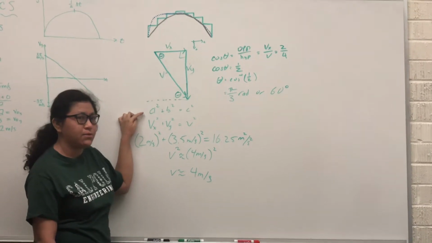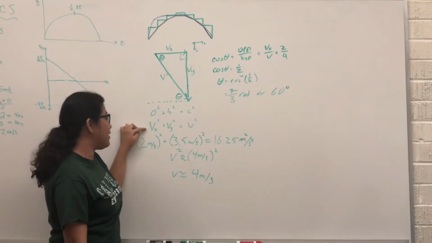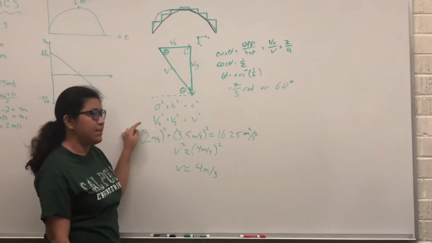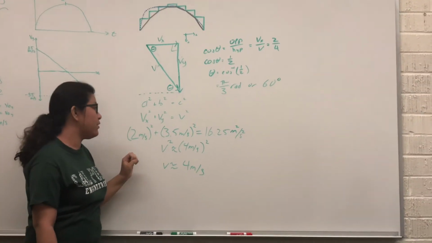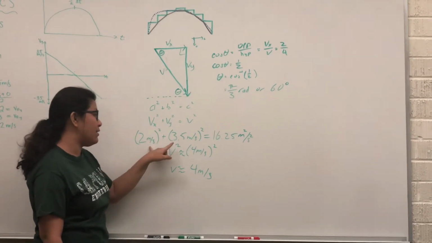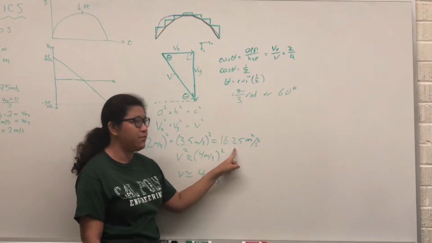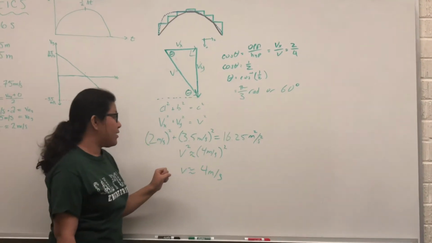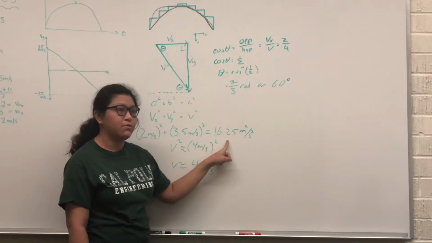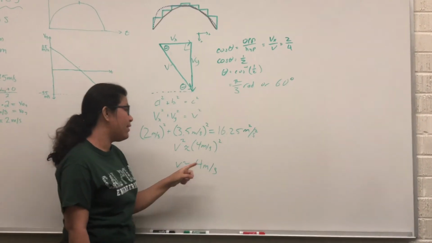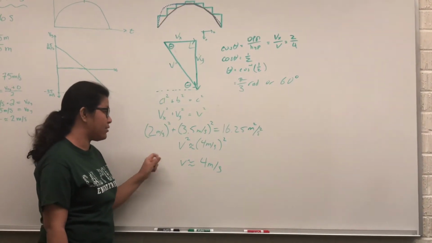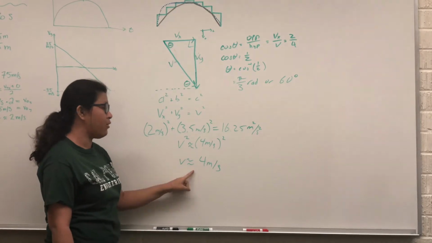In order to find v, which is the combined velocity, we have to use the Pythagorean theorem, which is a squared plus b squared equals c squared, and then sub in vx squared and vy squared for a squared and b squared. We already found vx and vy earlier by finding the average, so we can plug in 2 meters per second and 3.5 meters per second, and when these are added together, we get approximately 16.25 meters squared per second squared. Which is equivalent to our velocity squared, and when we square root this, we get 4 meters per second.